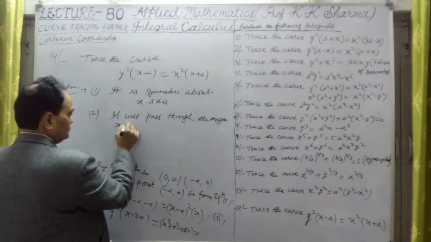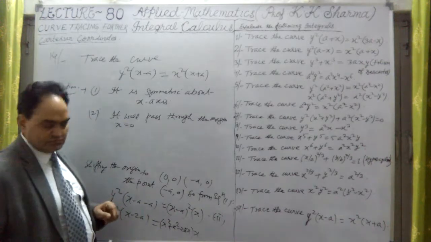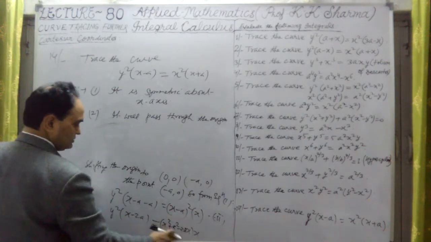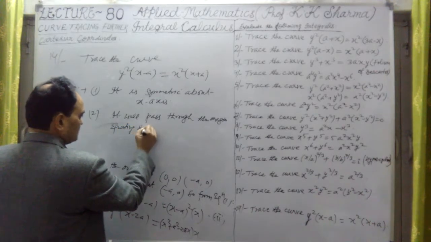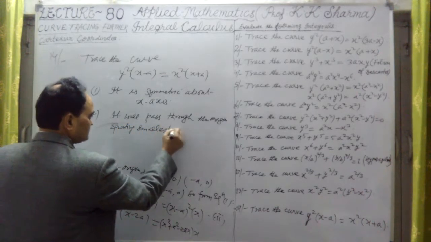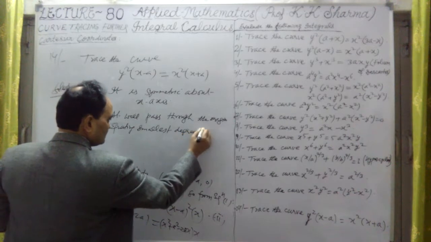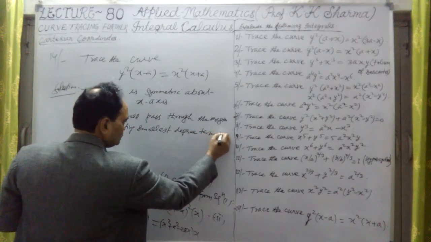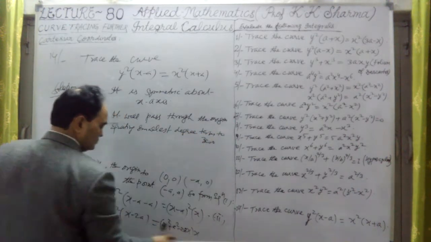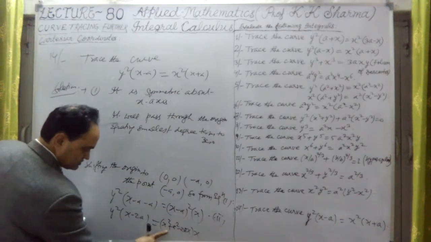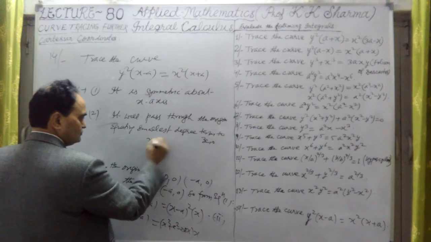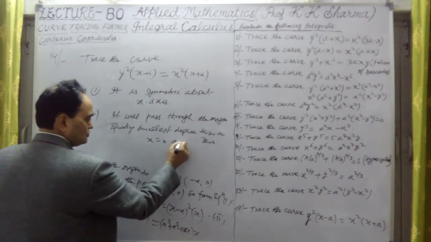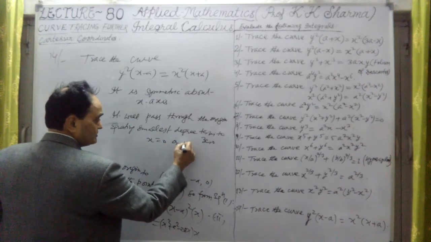So x equal to 0, equating the smallest degree term. Let me write here, equating the smallest degree term. This is x equal to 0. Why? Because this a square into x equal to 0. That means x equal to 0, x equal to 0, the new y-axis.